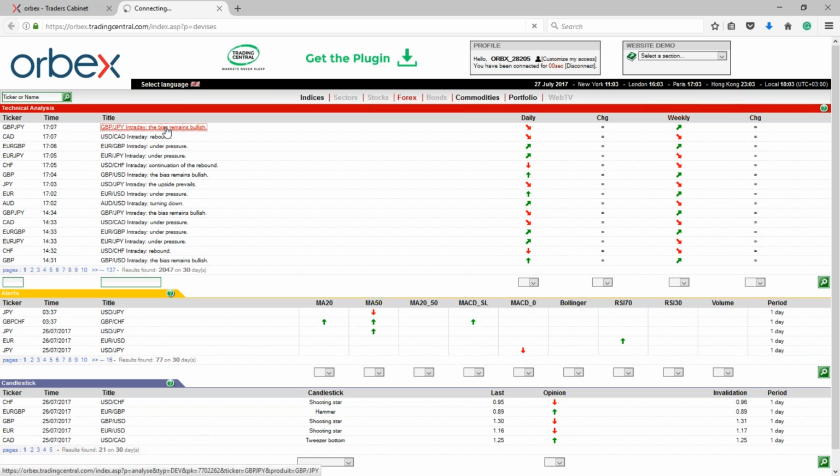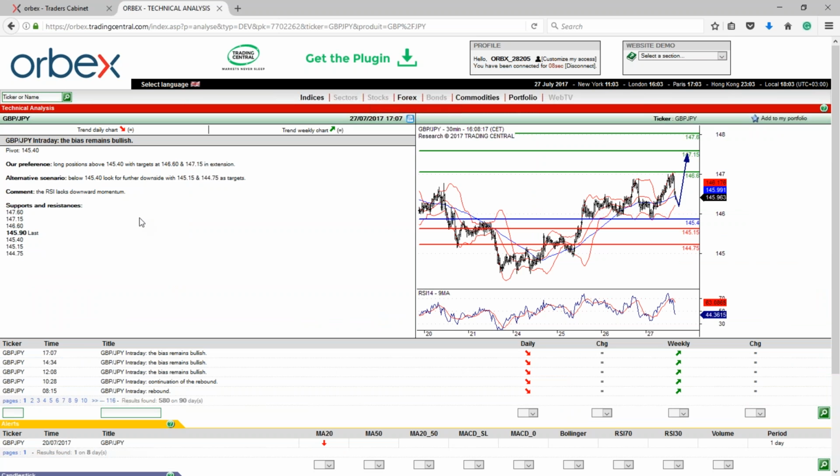If we go ahead and open up one of the updates, looking at the sterling yen, so intraday, the bias remains bullish. This is the standard format and the layout for each technical analysis update that you get. You can see here on the left that you get given two views. You get given the trend daily chart view, which is the daily trend, which is down, bearish. And then you get given the trend weekly view, which is given a bullish signal. This means that in the short term, on a daily basis, the trend is lower, but in the medium and longer term, on the weekly chart, the trend is to the top side.